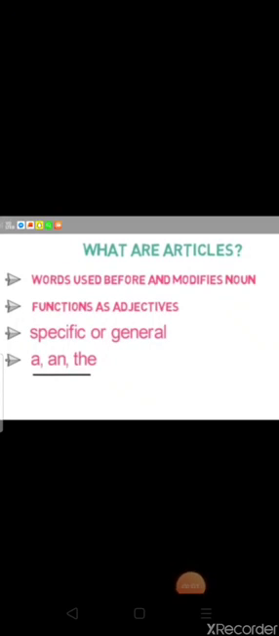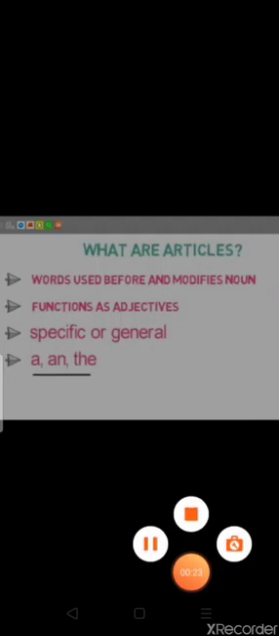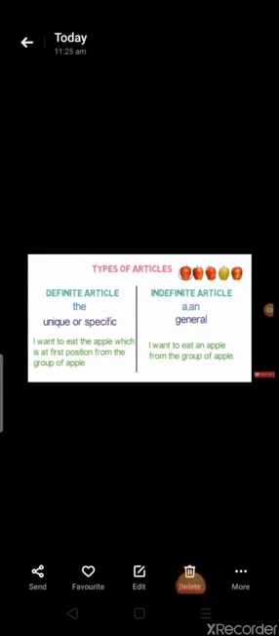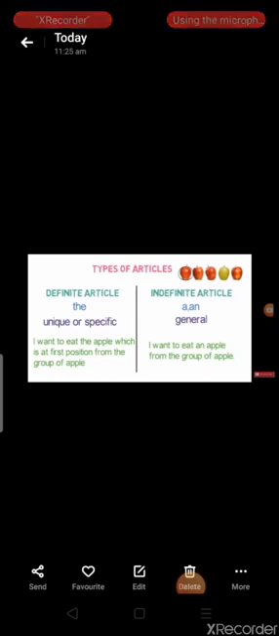Words a, an, and the are articles. There are some points we have to always remember. Words used before and modifying nouns function as adjectives, specific or general: a, an, and the. There are two types of article. First is the definite article. The definite article is used for unique and specific. The indefinite article is used in general: a and an.